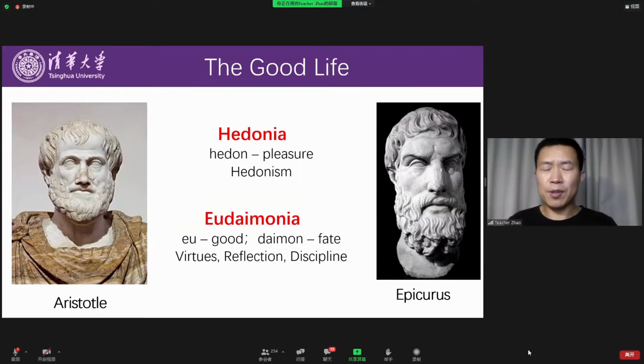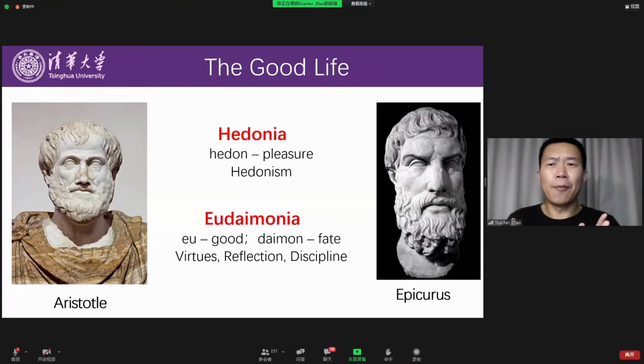And reflection, you have to think about yourself. You have to contemplate on your life. What is good? What is bad? And you consciously decide what to do. And finally, discipline. You have to self-regulate yourself. Don't indulge yourself. You have to live a life that can be dedicated to your goal rather than just put yourself into a bunch of pleasure. So that was the origins of two different schools of what constituted a good life.